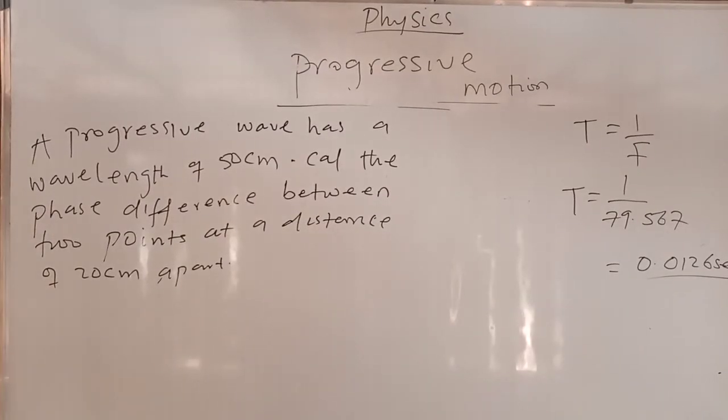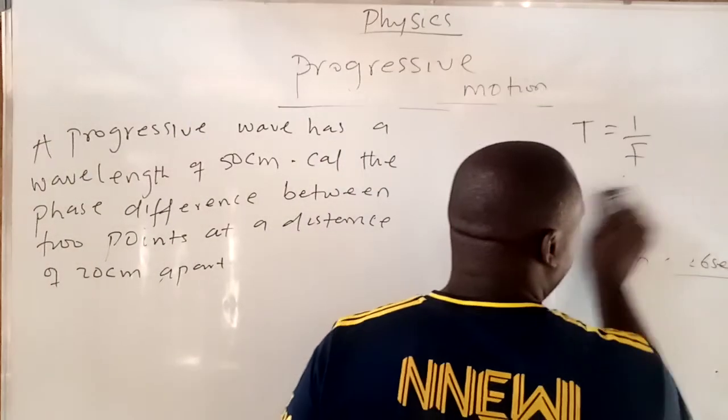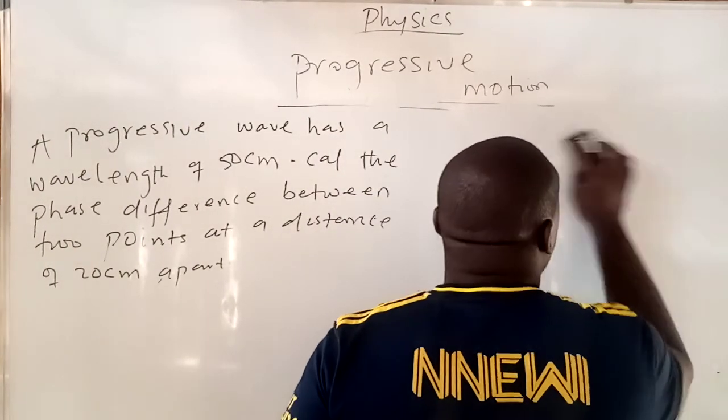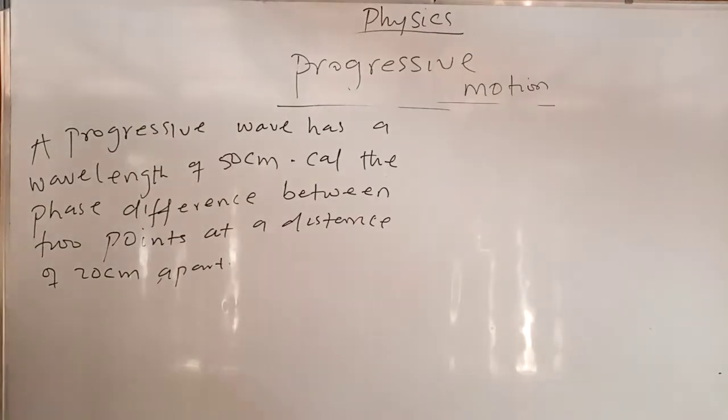We have another example on the board. If you have not watched the other videos, endeavor to watch them. These are other examples. Please pause the video, solve it yourself, and compare the answer. A progressive wave has a wavelength of 50 cm. Calculate the phase difference between 2 points at a distance of 20 cm.